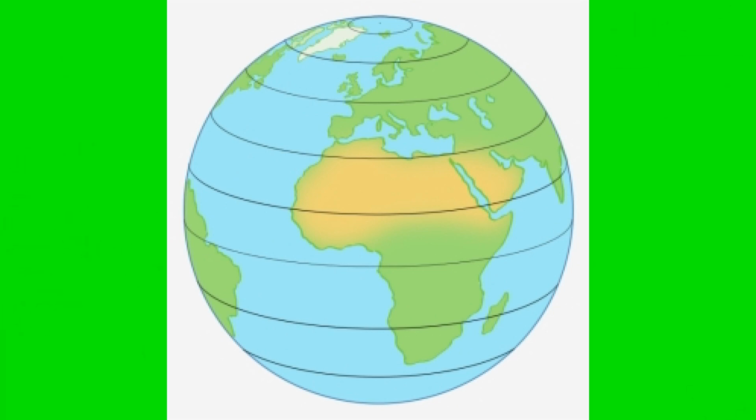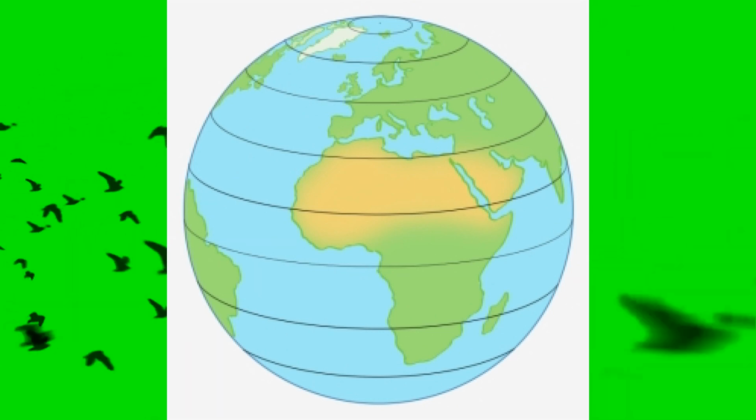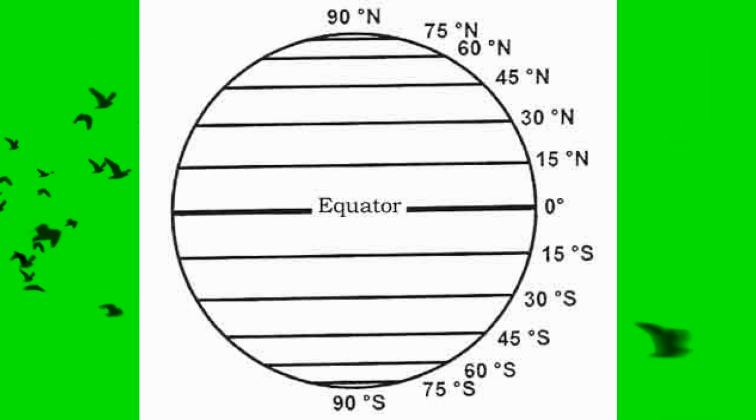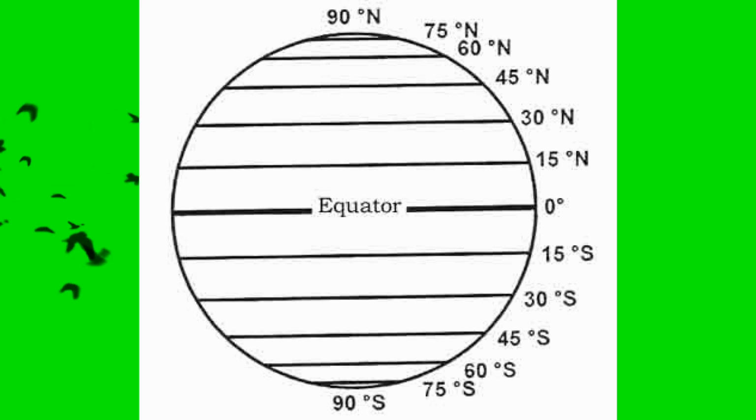So the lines of latitude are also parallel to each other. Thus, they are also called parallels of latitude. Yes, lines of latitude को parallels of latitude भी कह सकते हैं. Now all these lines are numbered. Yes, latitude की हर एक line को number किया गया है degrees में.